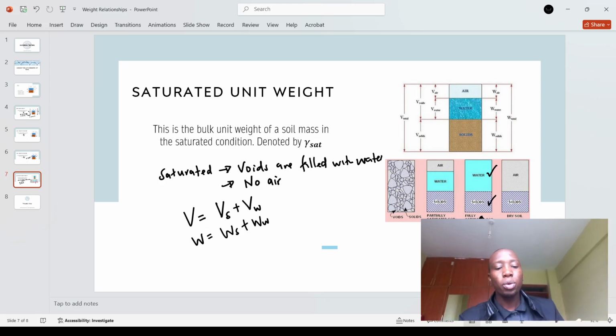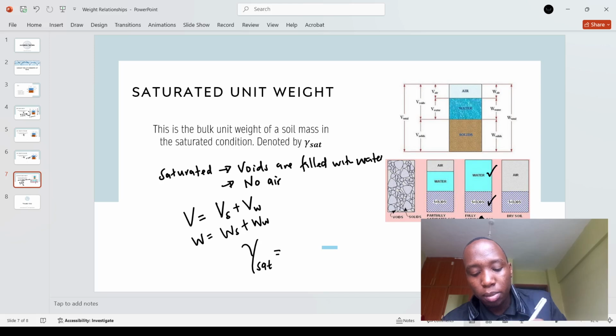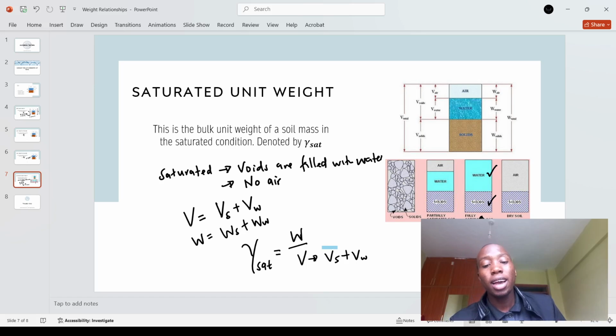So you'll realize that when we talk of saturated unit weight, we're saying gamma saturated is given by the weight all over the volume, and this volume is only the volume of solids plus the volume of water because it has no air. So that's great.